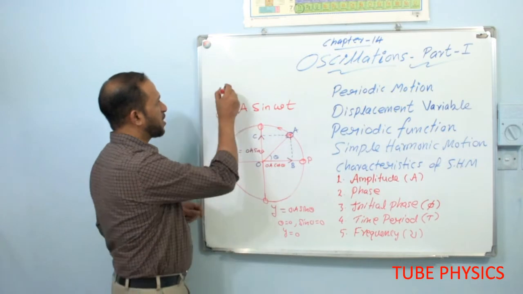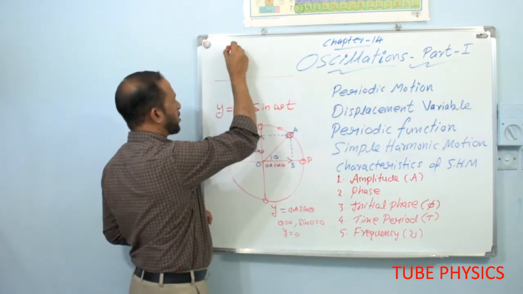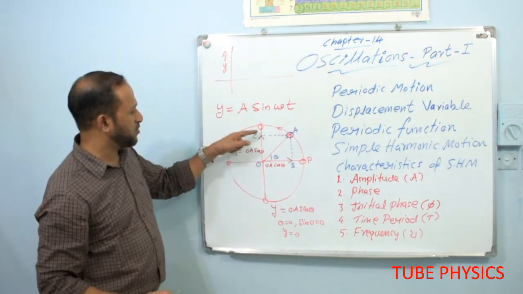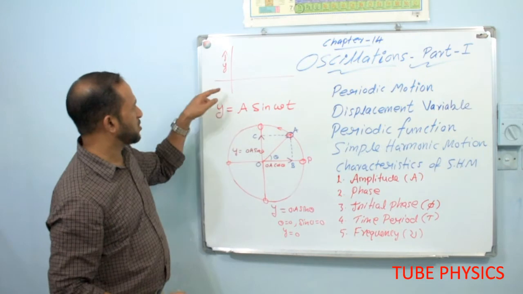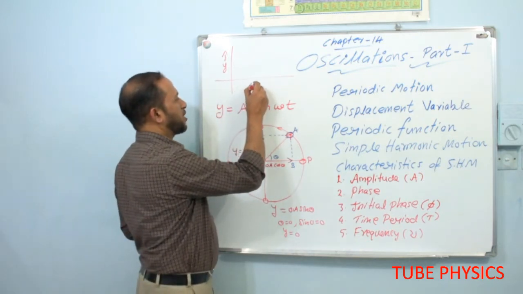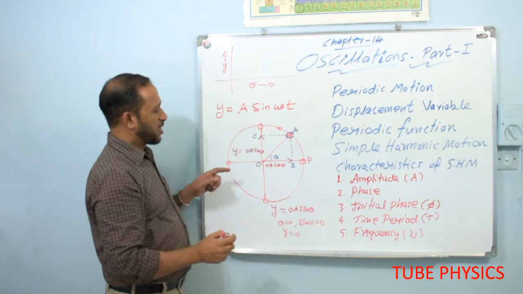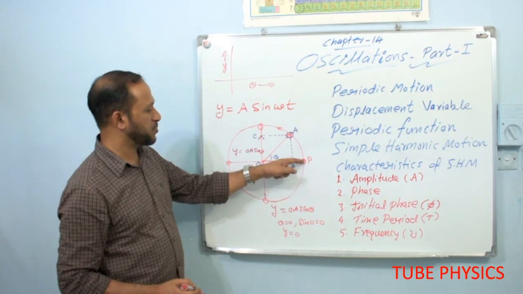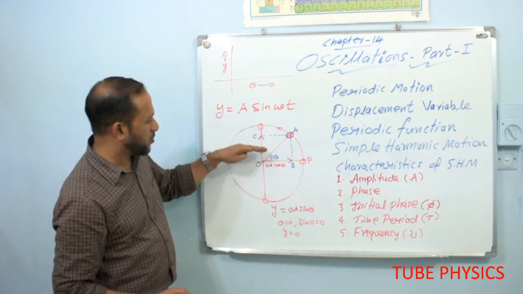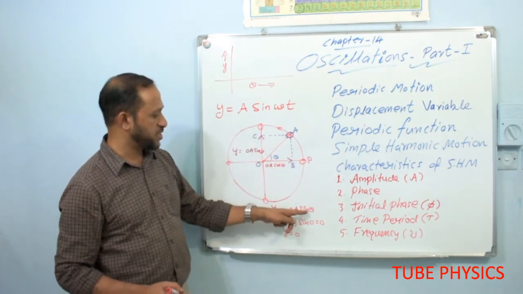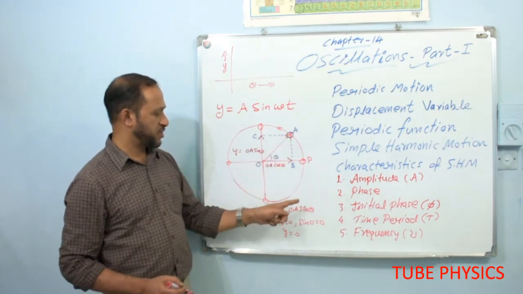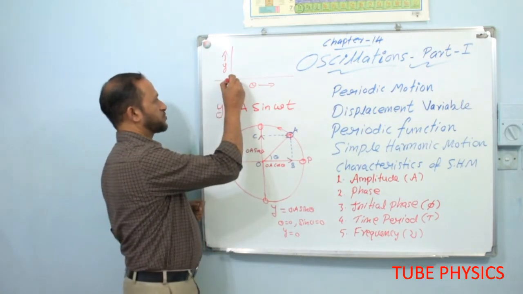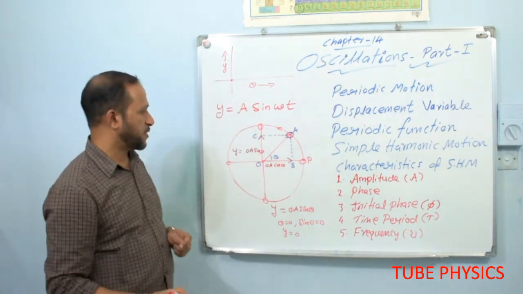Suppose I am plotting a graph for this motion of the body. I take the y component of the position vector on the y-axis, and theta on the x-axis. At theta equal to 0, when the body was at the starting point, the y component was 0, because y equals OA sine theta. OA is the position vector, and sine 0 is 0, so y equals 0. We are at this point; there is no y direction displacement.